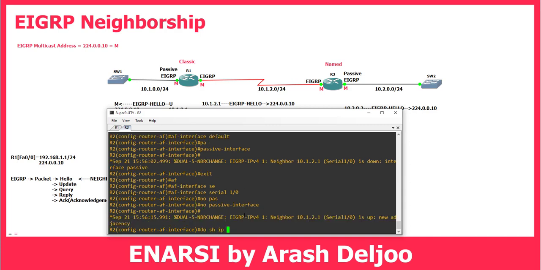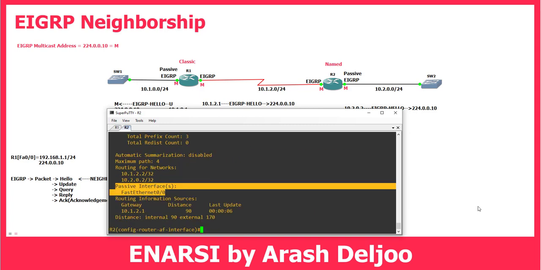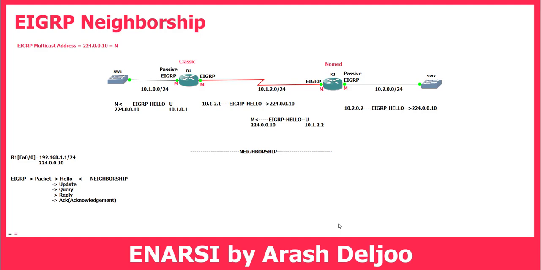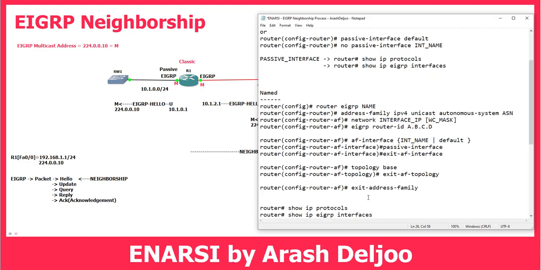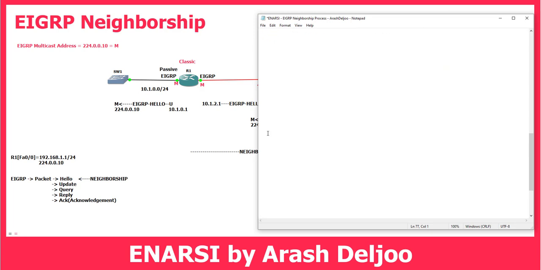Do show IP protocols. As you can see, only the FastEthernet 0/0 is the passive interface. Let me summarize all of the methods beside each other for better understanding. Because we are migrating from the traditional configuration to the named configuration, we should learn about different methods. But in future, we have only one consistent method, the named method. Let me configure the passive interface in this scenario with different methods, okay? This is the passive interface configuration.